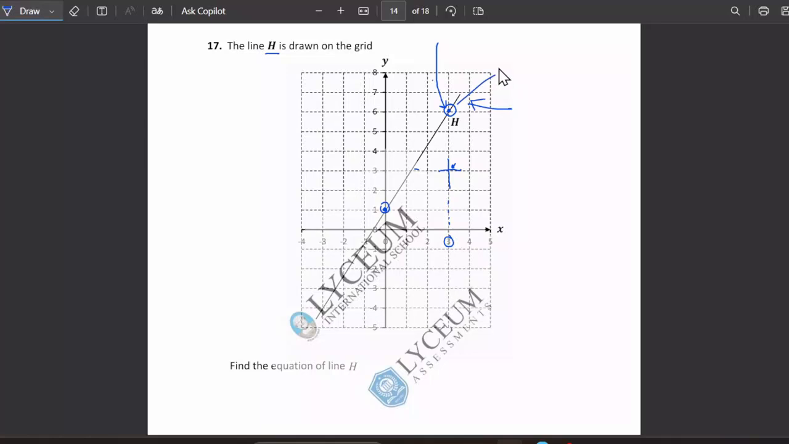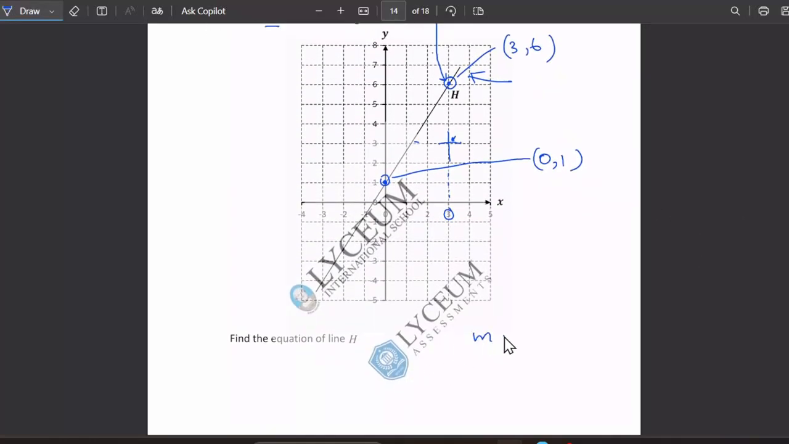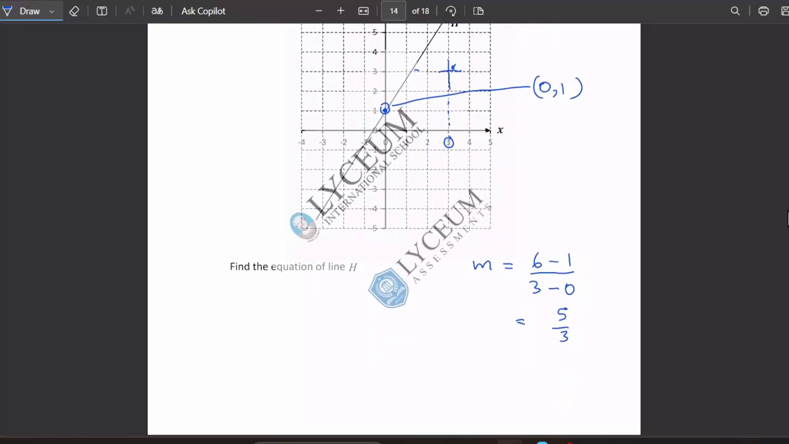So this is 3, 6, and this is 0, 1. So using that, we can get the gradient. Gradient m is equal to y difference divided by x difference. 6 minus 1 divided by 3 minus 0. So always if you subtract this value from this value, do the same to both. Okay. So I subtracted 6 minus 1 and 3 minus 0. So we get 5 over 3. So this is the gradient.